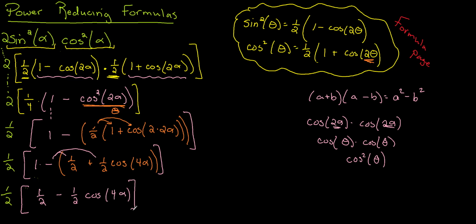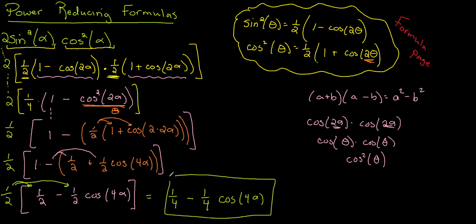Well, this is looking better. Okay, last step here is to distribute the 1/2 that was sitting out in front. Here we go. Final answer, I've got a 1/4 minus a 1/4 cosine 4 alpha. And that's going to be my final answer. I know I went to the right because I'm off my computer screen.